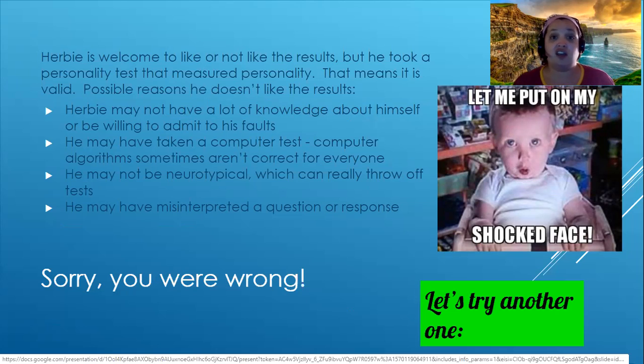You know, I've done things where in my head I'm like, I'm not like that. And then later I'm like, oh, yeah, okay, I guess I can be. So that could be it. He may have taken a computer test. Computer algorithms are generated to look for certain responses and then give certain feedback.